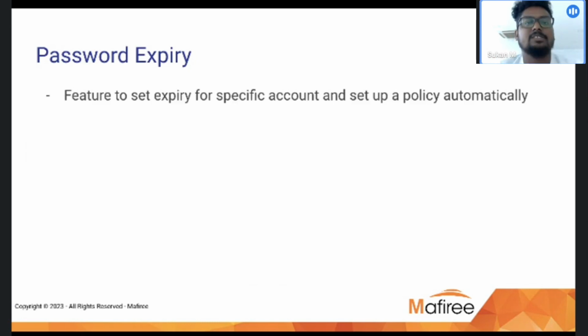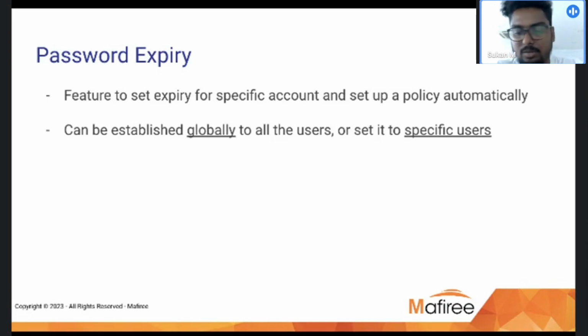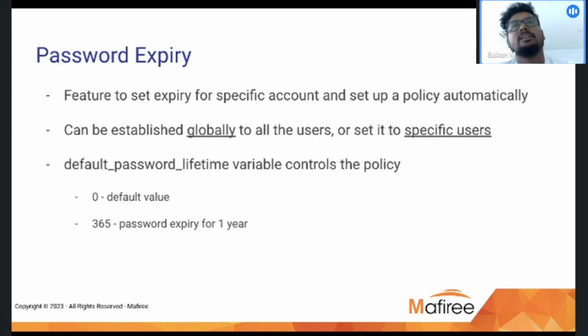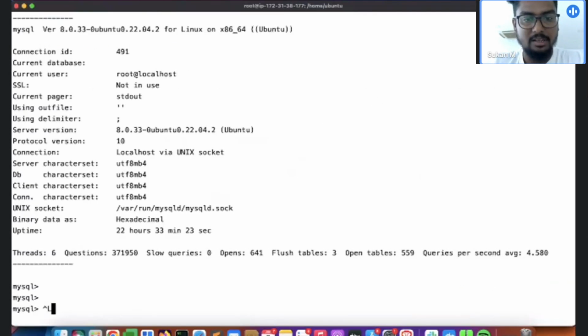Okay. First thing is password expiry. Password expiry, as the name says, is how we can set up a password expiration for a specific account or globally. So this can be established globally, or you can set it for specific users. There is a parameter, default_password_lifetime, which can control this policy. Setting it to 0 will disable it, and if we set it to 365, the password will be kept in the system for at least 1 year. So this is all about password expiry.